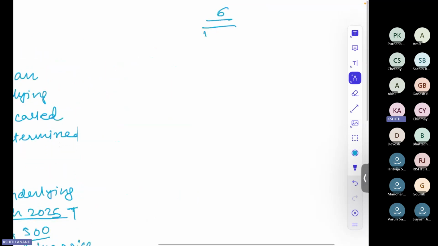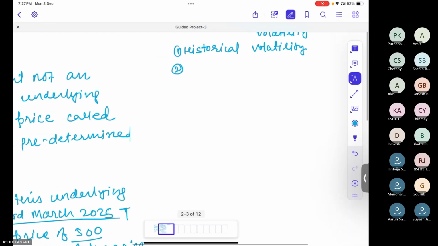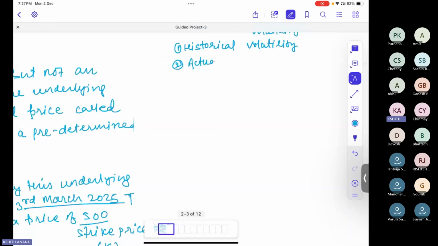Sigma is nothing but volatility, right? And there are various versions of volatility. Historical volatility, then your actual volatility right now, then your realized volatility, and then your implied volatility.